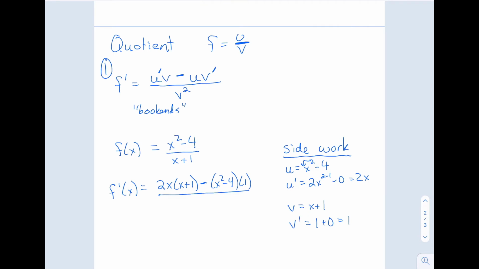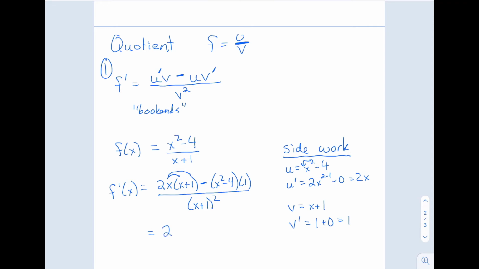Parentheses are really important in this problem. Otherwise, you can end up with mistakes just because you didn't distribute something through. Then the denominator is our v squared, so the denominator squared right here. At this point, I could just sub in x equals 2. If you're not very good at simplifying, if you are prone to errors, at this point you might replace all the x's with 2's and go with there. But I'm going to go ahead and simplify because this is pretty straightforward in terms of calculus problems.